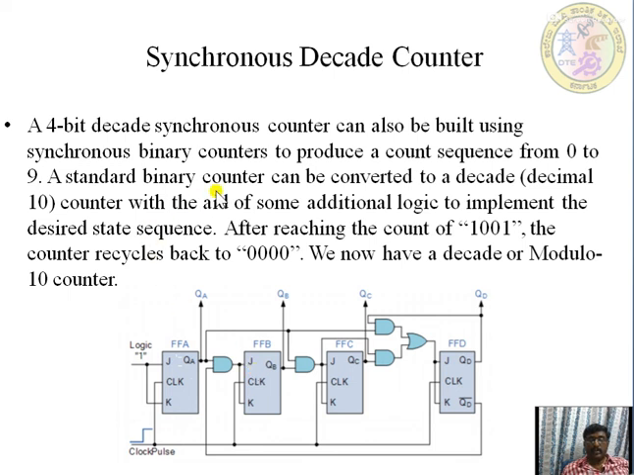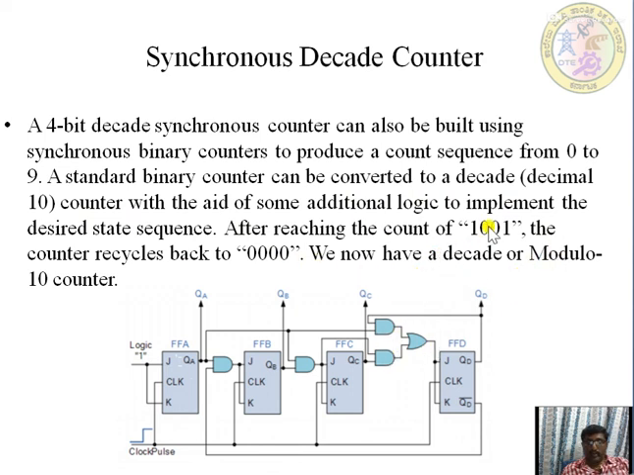Synchronous decade counter. What does decade counter mean? It should count to 10, that is, it should count from 0 to 9. A standard binary counter can be converted to a decade counter with the aid of some additional logic at the input. After reaching the count of 1001, that is 9, 8 plus 1 is 9, the counter recycles back to 0000. We now have a decade modulo counter.